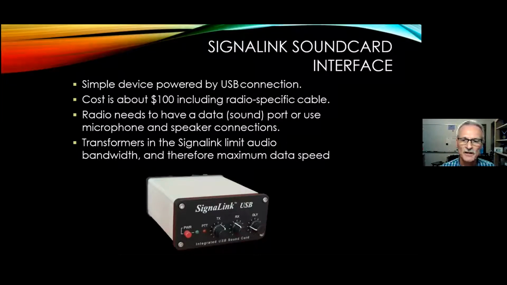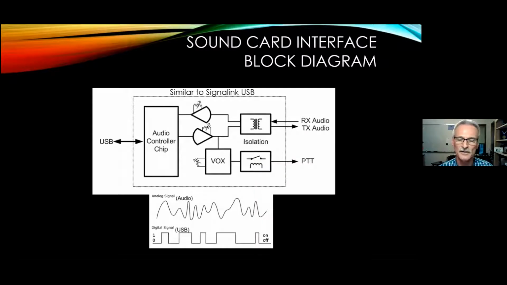You have to have a way to connect this to your radio. So either you have a data port on your radio, which unfortunately a lot of the manufacturers are discontinuing, that data port on the back. But if that's not an option, then we can connect to the speaker and microphone connections. And the Signal Link does have transformers in it that do the ground isolation, and that tends to limit the audio bandwidth, okay? And therefore the maximum data speed that we can push through a device like this. And I'll talk some more about that here in a minute.